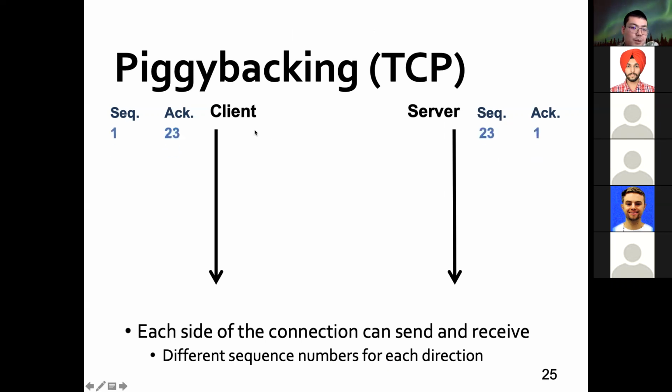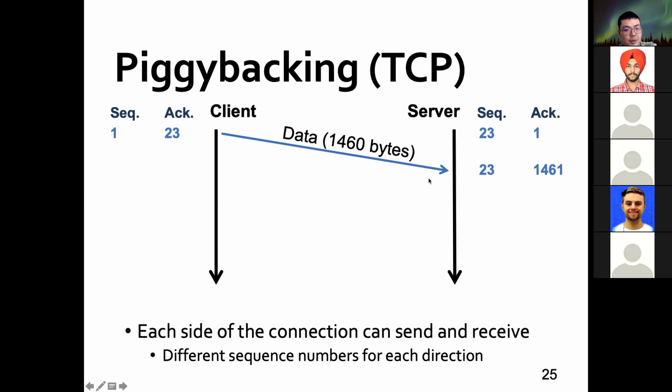For example, you have two streams. One stream is from client to server. The sequence number starts from 1. And the server, when you establish the three-way handshake, chooses a random starting sequence number, 23. Then, for example, you can send 1460 bytes. So then your sequence number will be increased to 1461. But the server side should acknowledge that your next byte should be 1461.